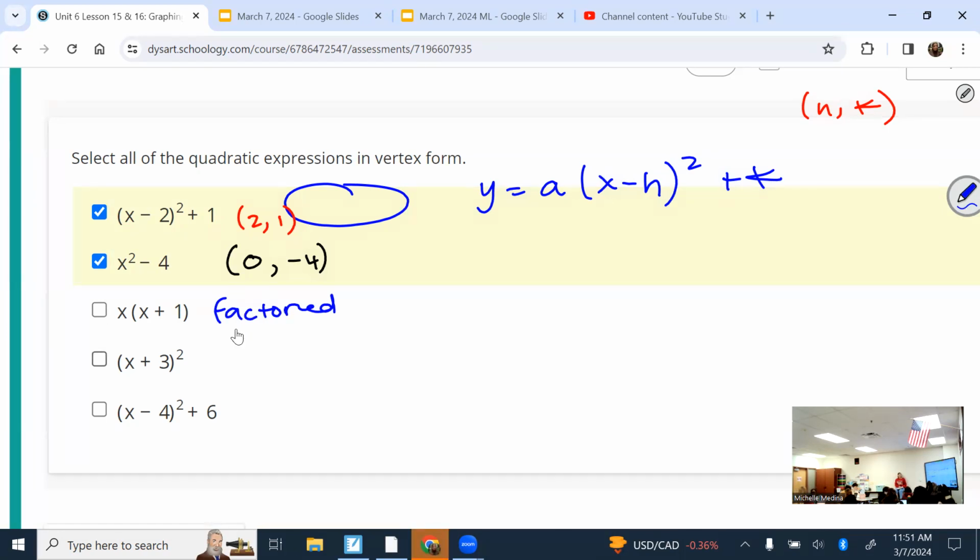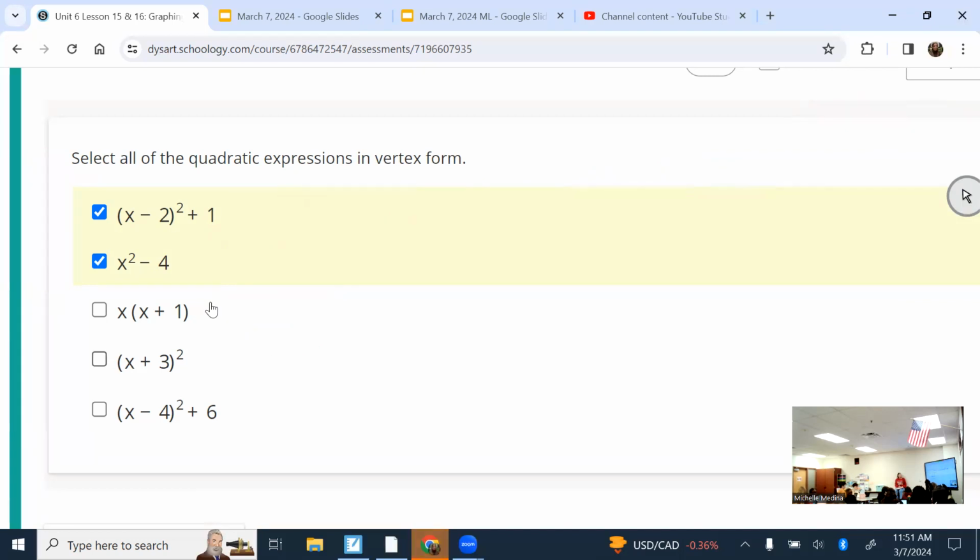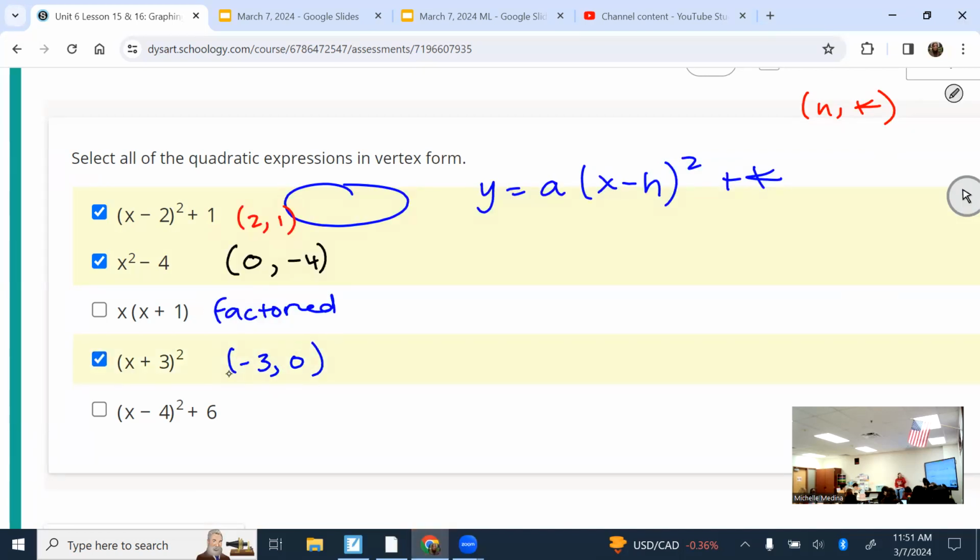Is the fourth one on my screen vertex form? Yes, for that one, I can tell my vertex is -3, 0. So I would pick that one. Is this one, you're asking me if this one's in vertex form? Yeah, I would. So is the last one in vertex form? Yes. So those had to be all the ones you picked. The only one you shouldn't have picked was the one that's in factor form.